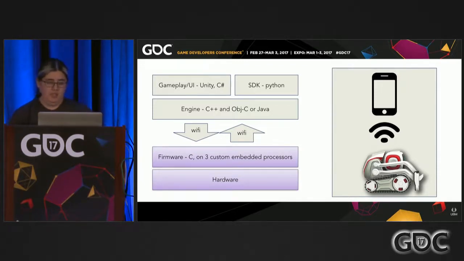But that just controls the actual mechanical limitations of Cozmo. The firmware is a light C layer running on 3 custom processors inside the robot himself. It's responsible for streaming data back to the engine to tell it about the robot's state, running the actual motors and LEDs on the lift and the speaker, and interpolating keyframes over a certain duration of time.